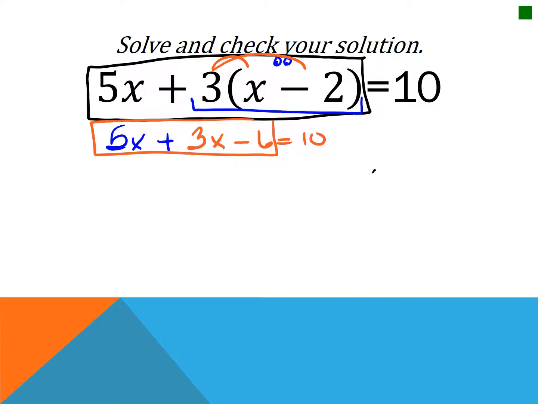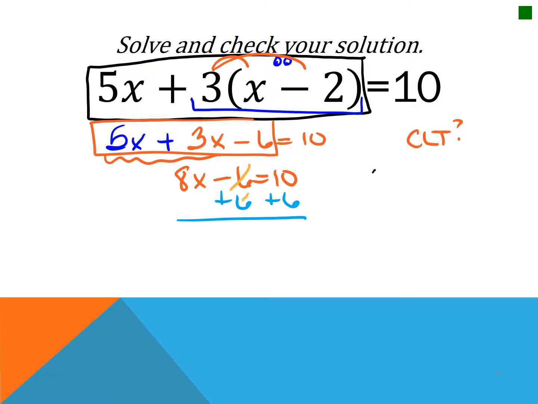I'm going to look to see if I can combine like terms. Can I combine like terms? Yep, 5x plus 3x. So 8x minus 6 equals 10. There's a minus sign. When I see a plus sign or a minus sign, I'm going to add, remember. Those cancel. I have 8x equals 16. I'm down to multiplication. When I have multiplication, I'm going to divide. I'm going to get rid of those 8's because 8 over 8 is 1. So x is equal to 2.